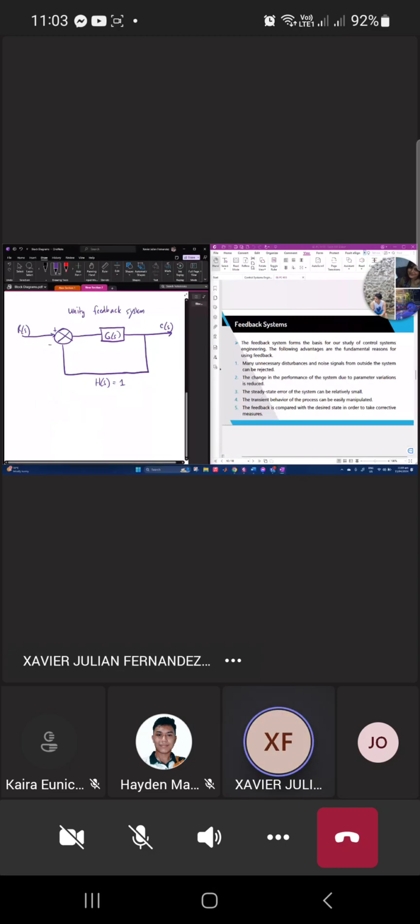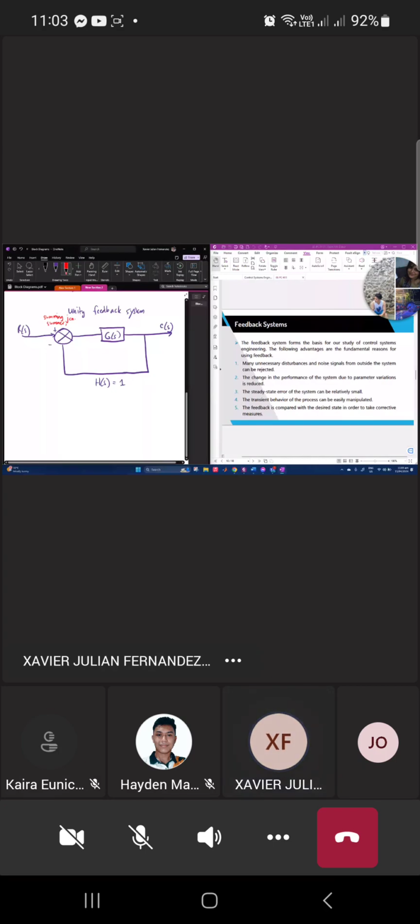Okay. So, going back to the topic, let's say for example, this is our simple unity feedback system. For a feedback system, your output is compared to the input. Sometimes the summing junction is also called a summer. Or there are usual cases where it's called a comparator.